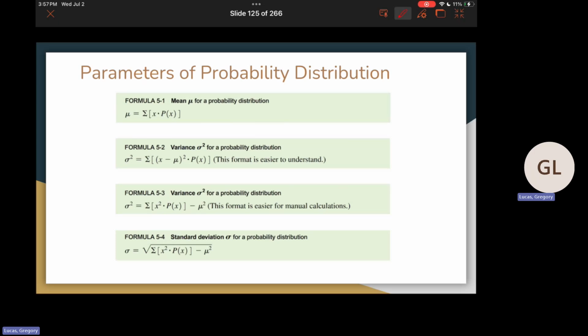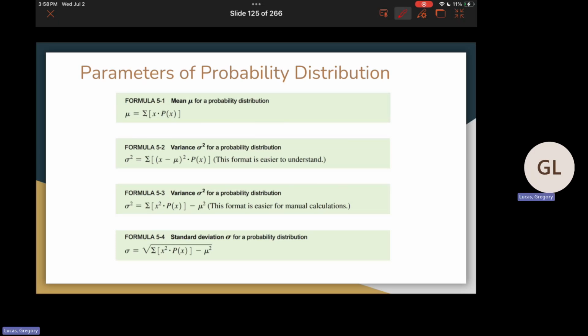Variance, we denote as sigma squared for a probability distribution. Remember, it's just the square of the standard deviation. It is the summation of x minus the mean, squared, times the probability. So same way we typically find variance, we take each individual random variable value, subtract it from the mean, square that number, multiply it by the probability, do that for each possible random variable, and add those numbers together. That will give us our variance.